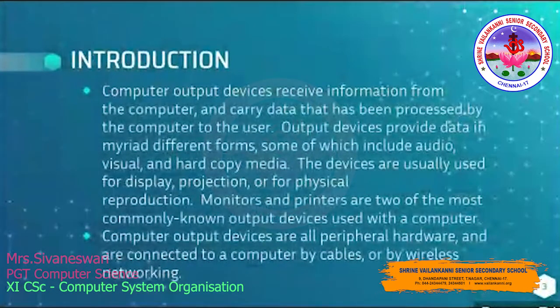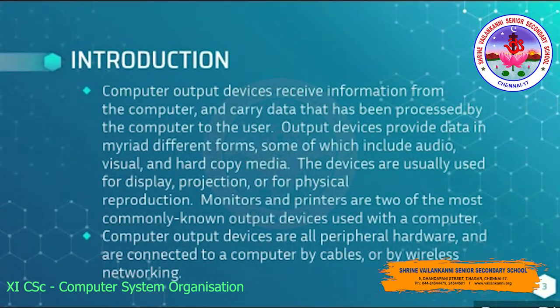Can you tell me what is an output device? Yeah, an output device carries data that has been processed by the computer to the user. So output devices provide data in various forms. It can be audio format, visual format, or a hard copy media. So the devices are usually used for display, projection, or for physical reproduction. So monitors and printers are the two most commonly used output devices. These output devices are all peripheral hardware and are connected to the computer by cables or by wireless networks.